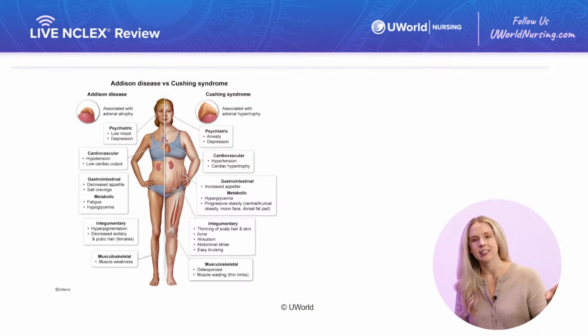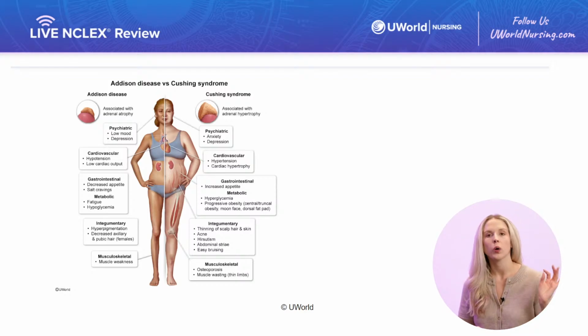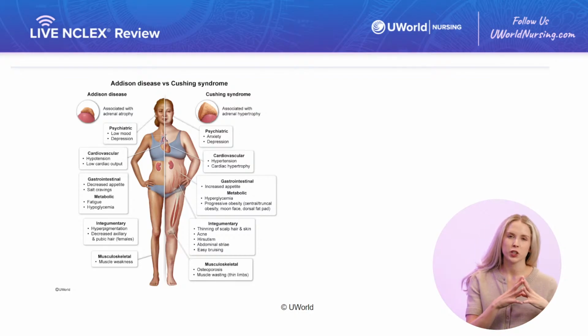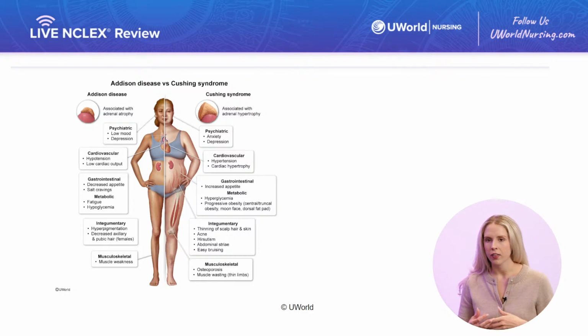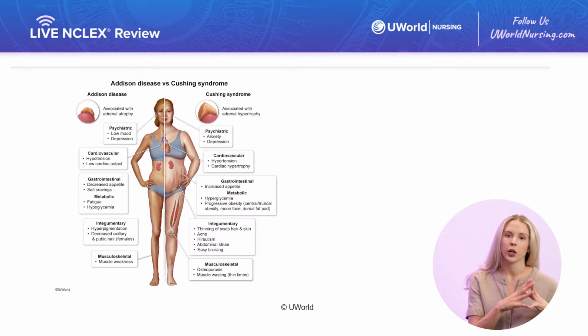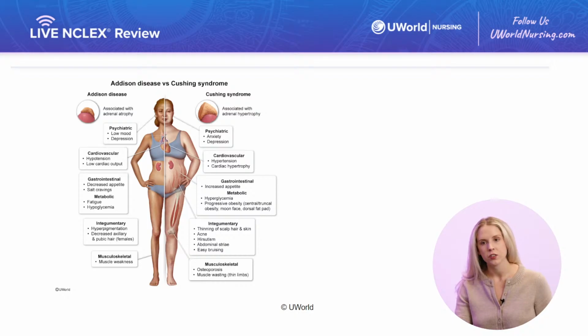So in this case, Addison disease, we're going to have hypotension or low blood pressure. Compared to Cushing syndrome, we're going to see hypertension or increased blood pressure. Again, this has a lot to do with the aldosterone balance resulting from these syndromes. In Addison disease, we see a decreased appetite. Clients are really not going to be all that hungry, whereas in Cushing syndrome, they're going to have a significantly increased appetite, which contributes to some of those hallmark symptoms like the moon face and that progressive central obesity. In Addison disease, we're going to see low blood sugar or hypoglycemia compared to Cushing syndrome, where we see hyperglycemia or elevated blood sugar.